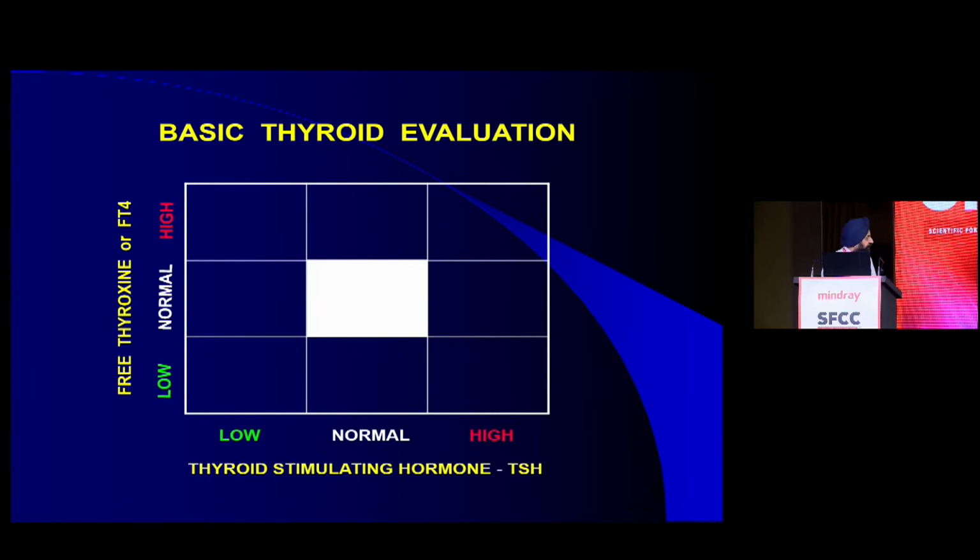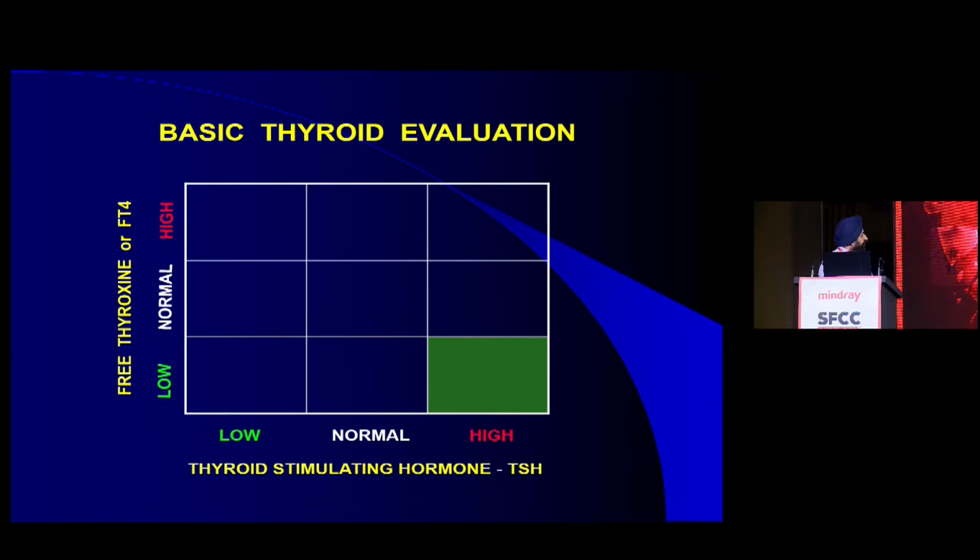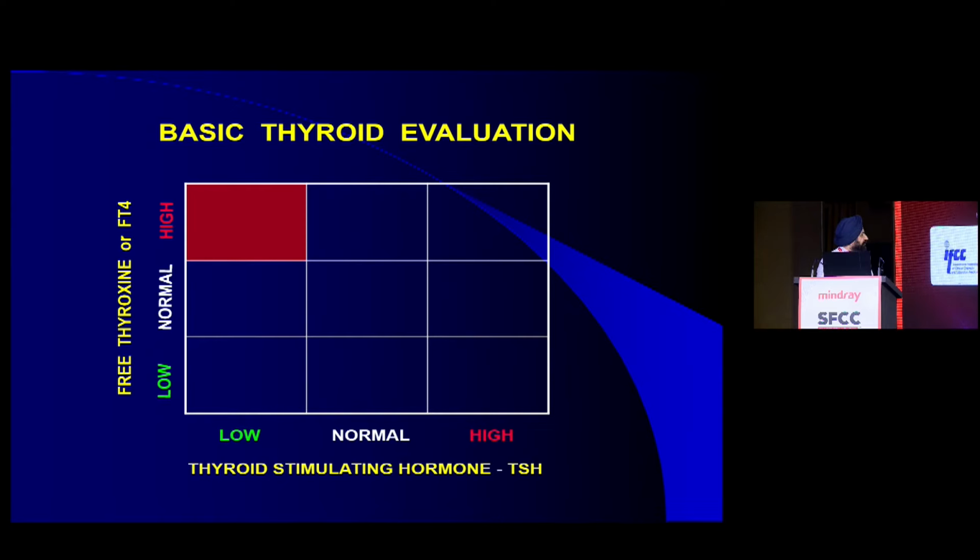So this is the first square here. This is very easy. Both FT4 and TSH are normal. This is a case of? Anybody? People are not awake. This is euthyroid. FT4 and TSH both are normal. Next square, TSH is increased but the FT4 is normal. This is a case of? No, FT4 is low, sorry. FT4 is low. It is not subclinical. This is primary hypothyroidism. FT4 is high, TSH is low. This is a case of primary hyperthyroidism, correct?